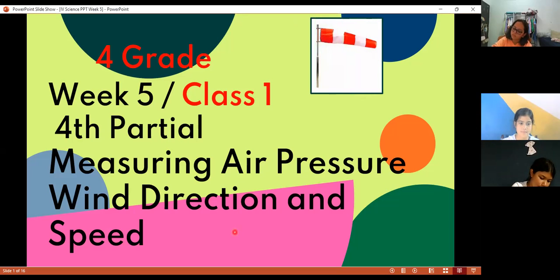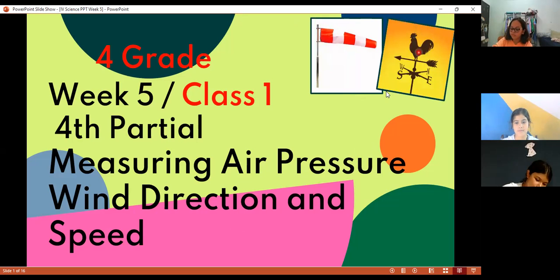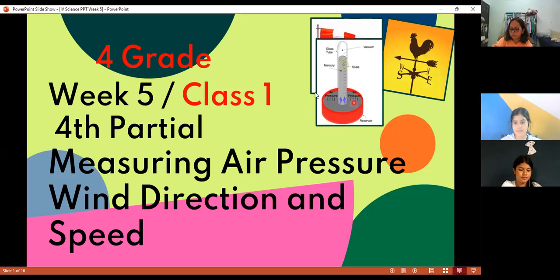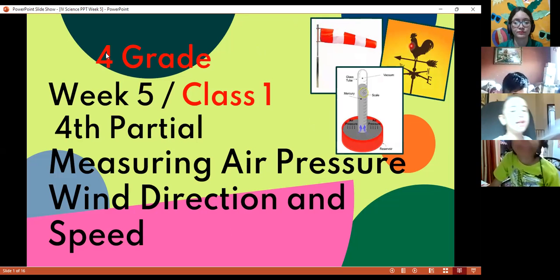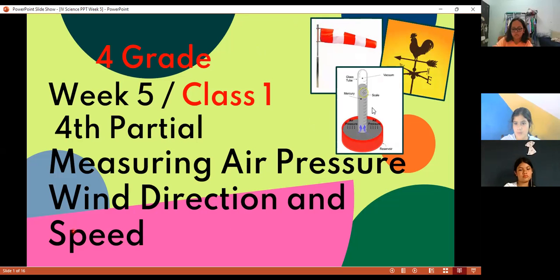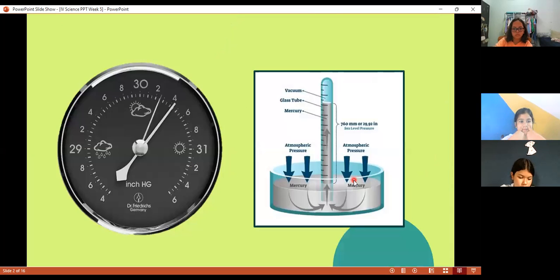Now, take a look at this picture. What is this? You see these pictures? Yes. These pictures are helpful to measure the air pressure, the wind direction, and the speed, class. So today we're going to learn about these three objects, these three objects that we can use and how they are used.